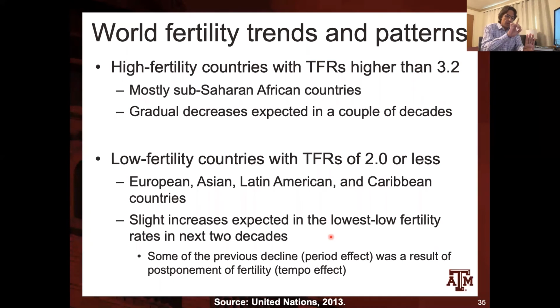But after they get the desired education, get a good job, and then they get married, they start to have children, and at the end of their reproductive lives, on average, they will tend to have a similar number of children as their previous generation of women. So in the short term, we see a decline in fertility. That's a period effect that we see in the short term. But this effect is driven a lot by the postponement in fertility, the tempo effect, the time effect, in which women are postponing the age of having children.